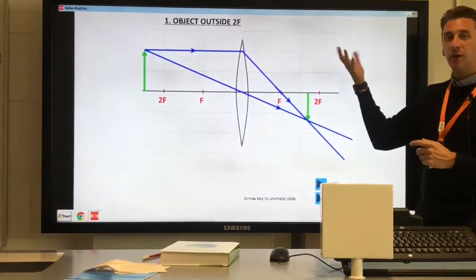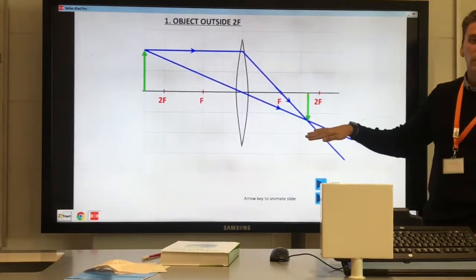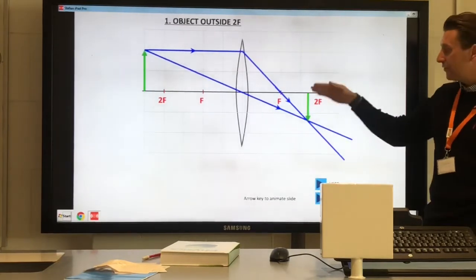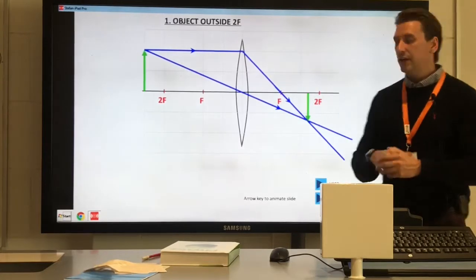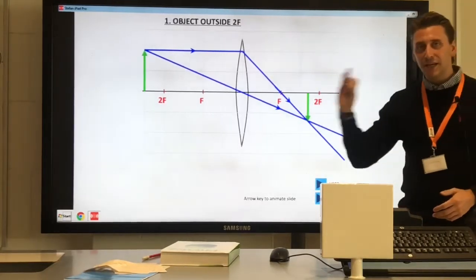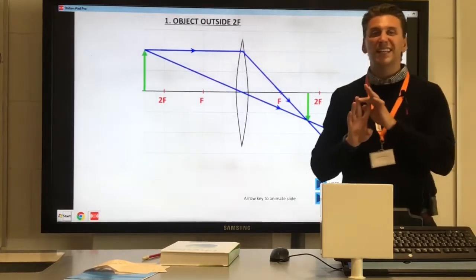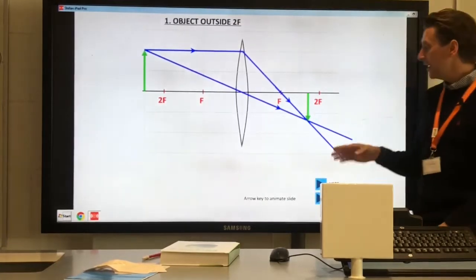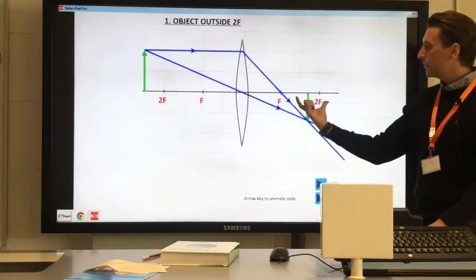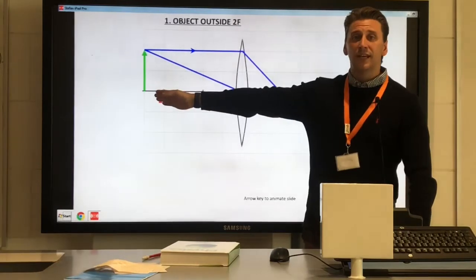Is it upright or is it inverted? Clearly, this image is below the principal axis. If the image is below the axis, then it's inverted. It's upside down. So this is real, it's diminished, it's smaller, and it's inverted. The fourth thing that I can say about it, which is again the least important, but I can at least still say it, this image is formed between F and 2F, whereas the object was actually outside 2F.